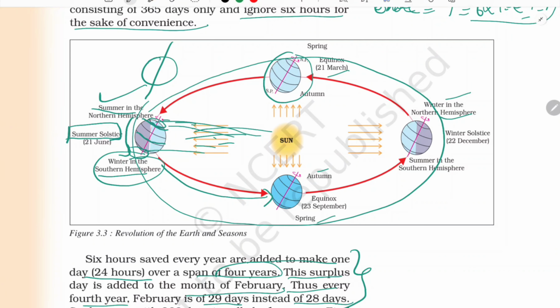So the countries which are situated in the southern hemisphere are experiencing extreme winter, extreme cold during this time, and the countries which are situated in the northern hemisphere are experiencing summer and extreme heat during this time. I hope the summer solstice is clear, okay. So next let us see about the winter solstice and also about the equinox, okay.